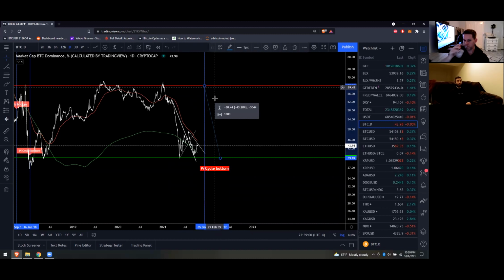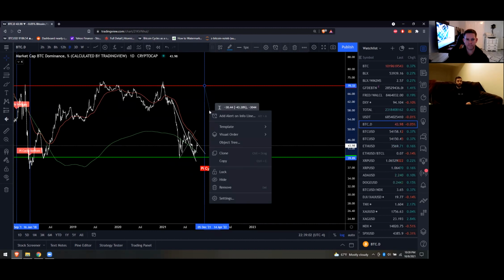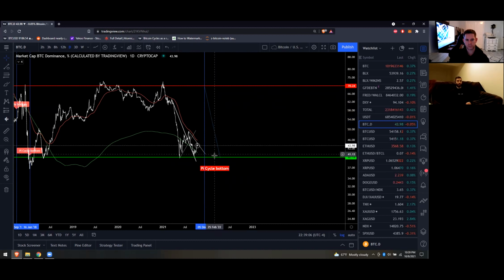Just imagine, I guess I could mirror this probably, right? No, I can't. But imagine this is over here and this line's over here, right? It bounces back, yeah, 130 days, and that would put the top around April 12th. That lines up very nicely with when I think Bitcoin will top out.